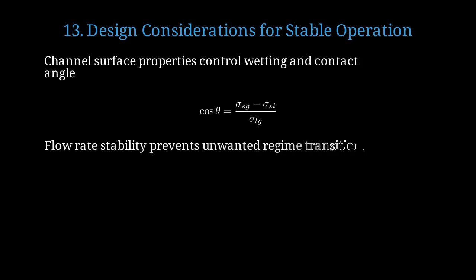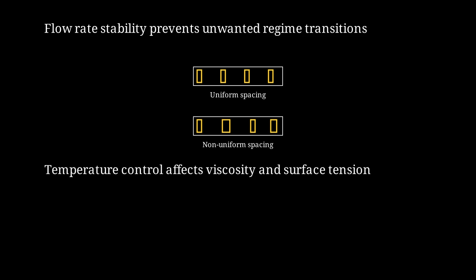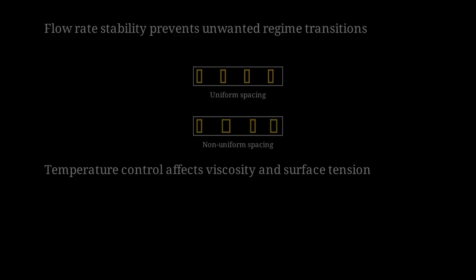Maintaining stable flow rates using precision pumps is crucial to prevent unwanted transitions between flow regimes. Stable operation produces droplets with uniform size and spacing, while unstable conditions lead to irregular patterns with varying droplet sizes. Temperature variations change fluid viscosity and surface tension, potentially causing drift in operating conditions over time.